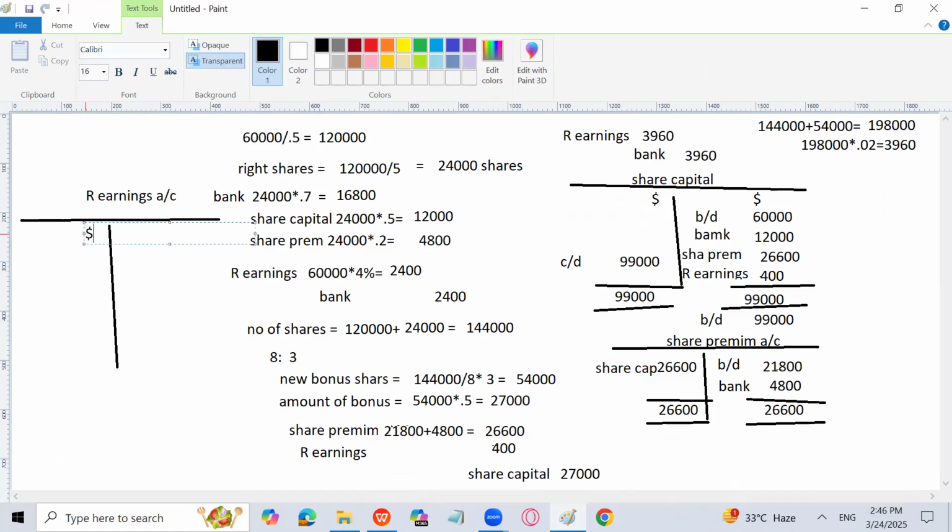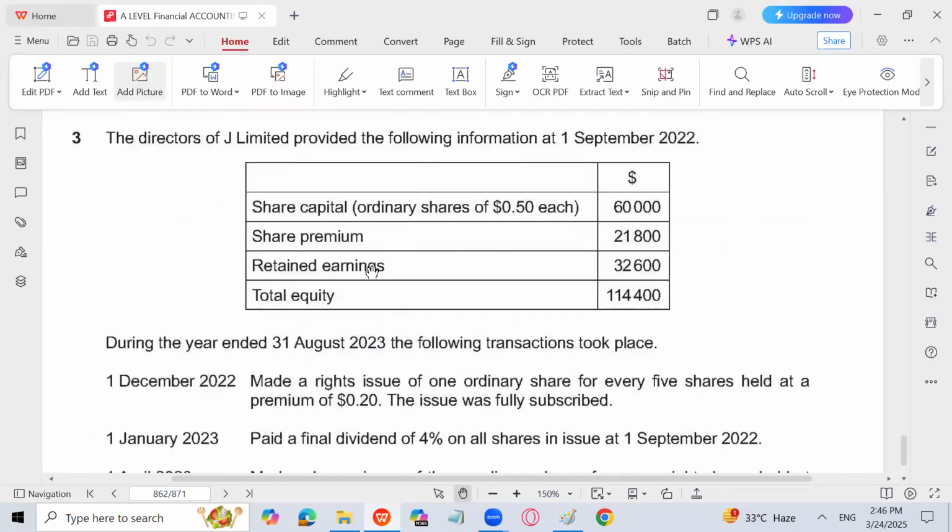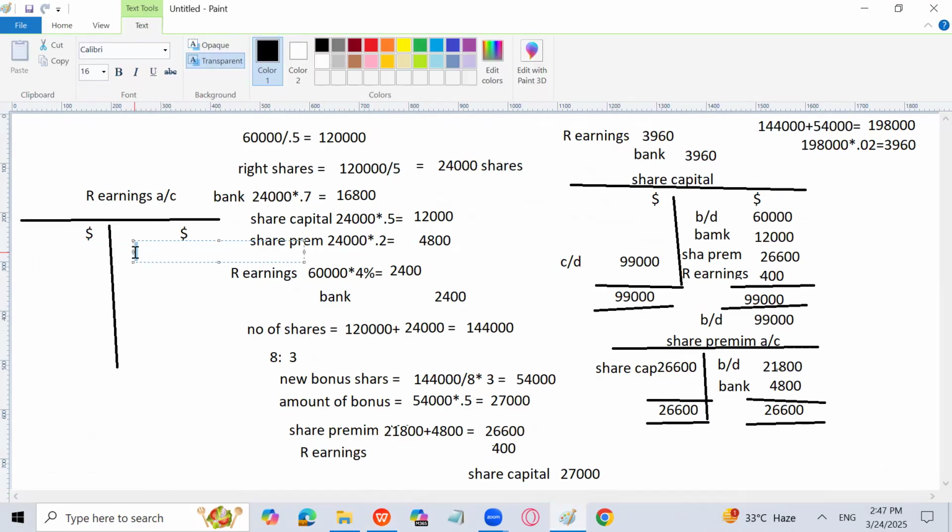So we have to write the balance first for the retained earnings, which is already given in the question. Let me check. So retained earnings are 32,600. So I will write here, brought down 32,600. Then retained earnings, it will not be used in this entry. Final dividend has been paid with an amount of 2,400. So retained earnings are debited with 2,400 because of bank.